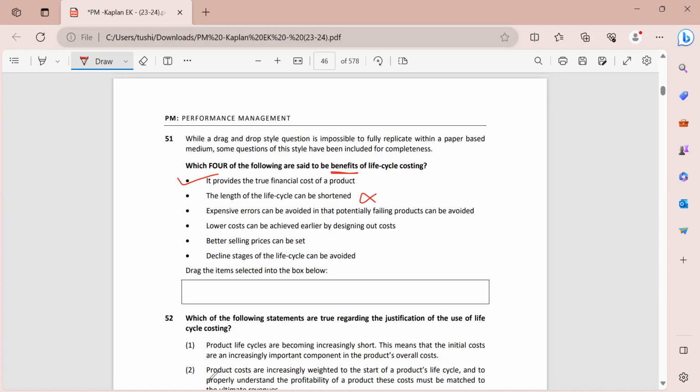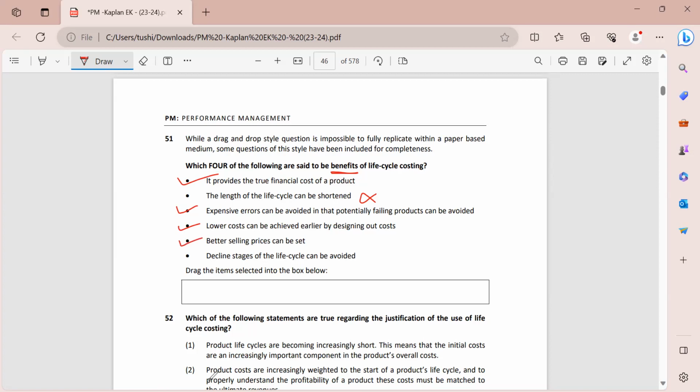Expensive errors can be avoided, in that potentially failing products can be avoided. Definitely, yes, because when we are seeing the life cycle, we are seeing what are the errors that can possibly happen, and then we can reduce the possibility of those errors, and these can be definitely expensive errors. Then lower costs can be achieved earlier by designing out costs. Definitely, yes. If we know that this is the total budget, we can definitely work on controlling the costs also. Better selling prices can be set. Definitely, yes.